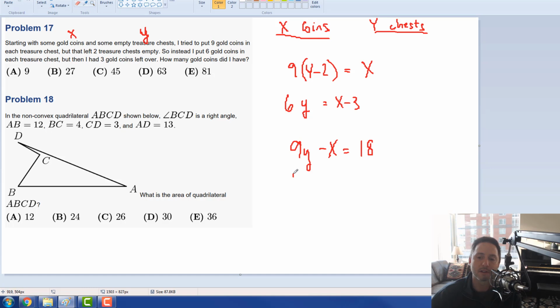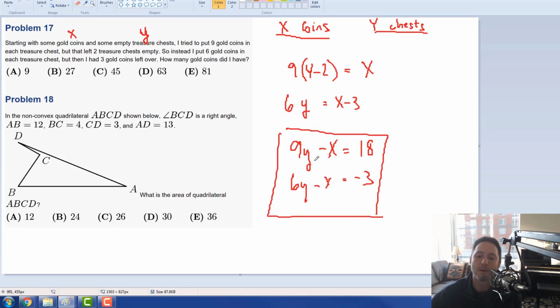And this other one here, let's make it 6y minus x equals negative 3. Okay, so this is our system. We want to get rid of these y's. So let's just subtract the bottom equation from the top equation.